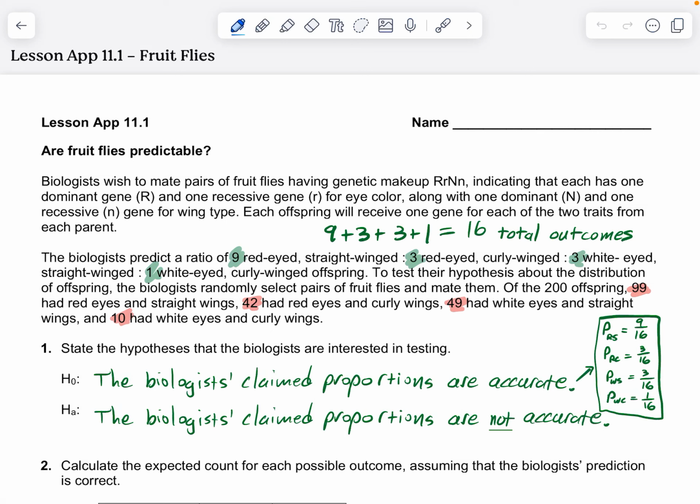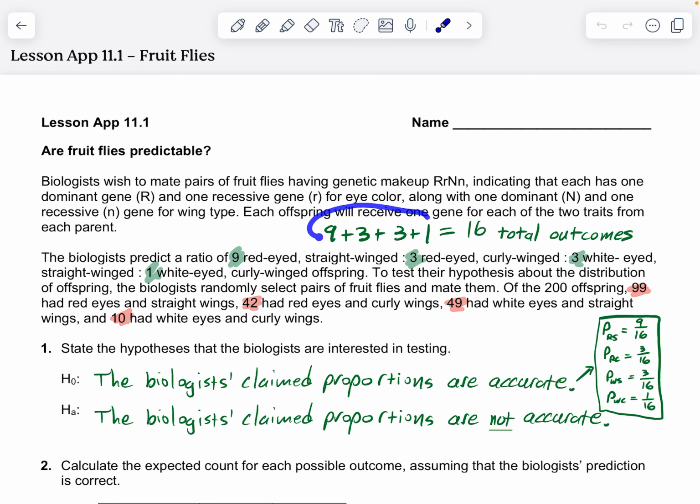All right, here's the solutions for the fruit flies lesson app. As you get into it, what it tells you about the fruit flies is they have these different traits about their eye color and the type of wings that they have. Red eyes or white eyes, and curly wings or straight wings. And then they tell you the ratios of the wings: 9 in this category, 3 in this category, 3 here, and 1 here.